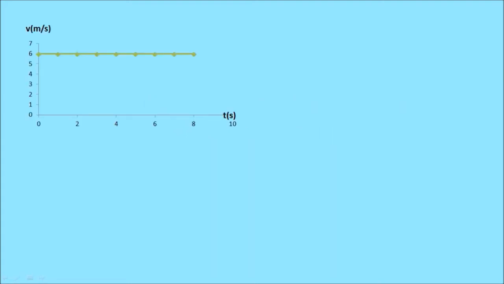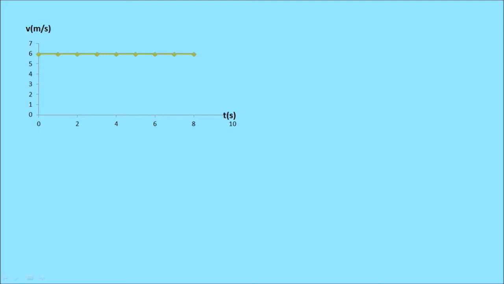Let's take a look at a really simple example of one. We have the velocity here listed in meters per second and the time in seconds. And as you can see, we have a constant velocity of 6 meters per second for 8 seconds. What kinds of things can we learn from this? Well, for one thing, we know that the acceleration is 0 because the velocity is constant, right? And what else can we learn?